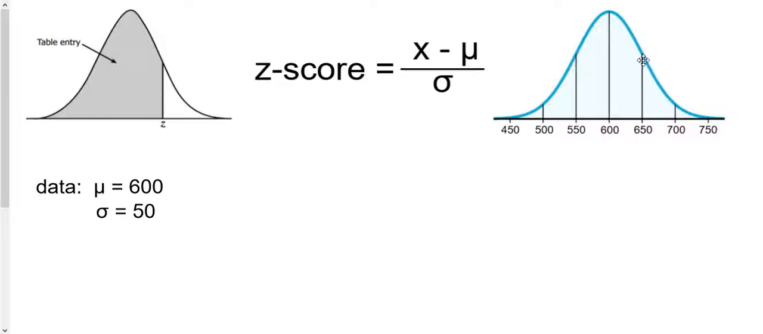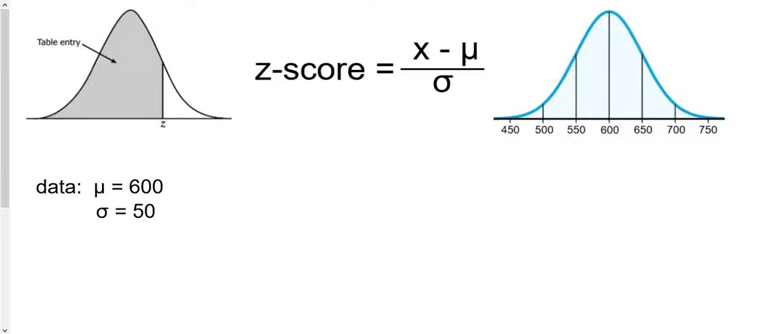So we don't need this z-score calculation for any numbers that are directly on these lines. What we do need it for is in between. So for our first z-score calculation, just to make sure you know how to do this, let's say we wanted to find the percentage of the scores that are lower than 625. Now 625 would be right in here. Here's 600 and here's 650, so 625 would be right here.